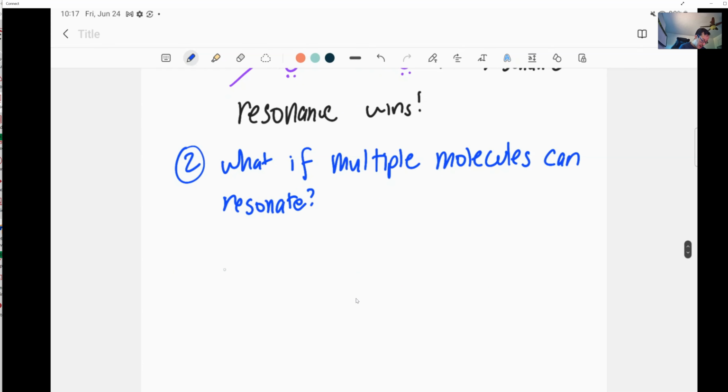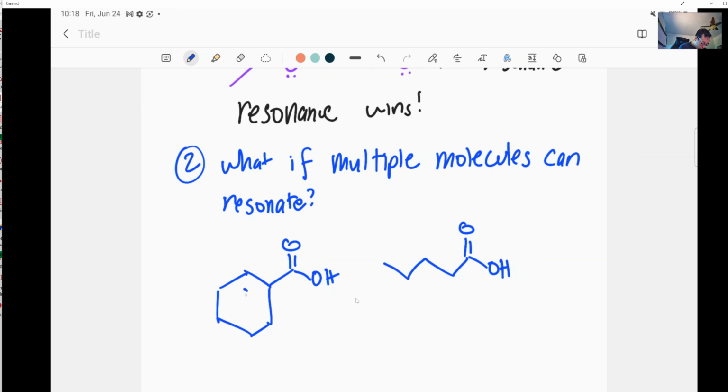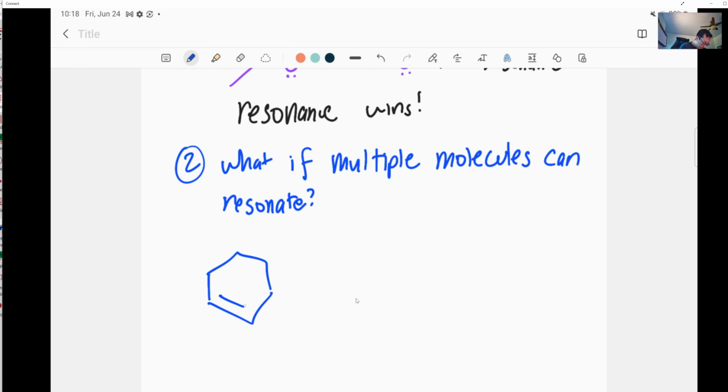So let's say we have these two molecules. No, this is a terrible example. Let's make it. No, this is terrible. Okay, let me choose another set of molecules that's not a carboxylic acid. Let's choose a yeah, we'll do this.